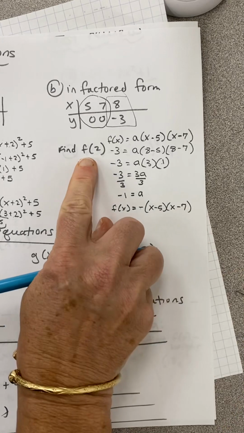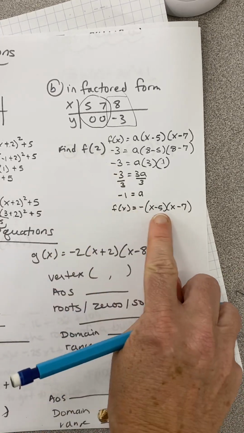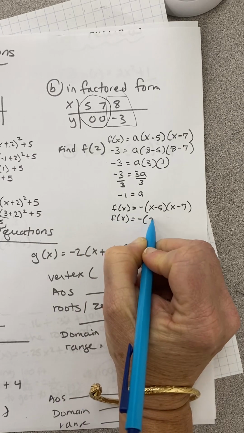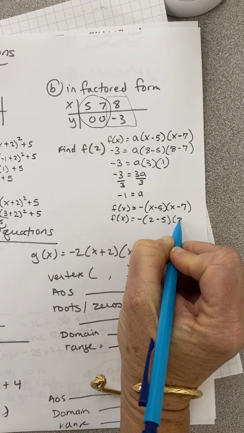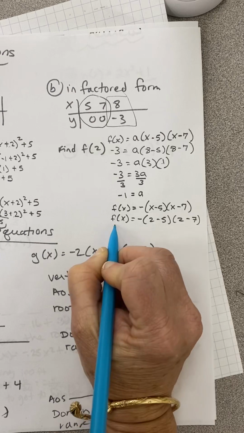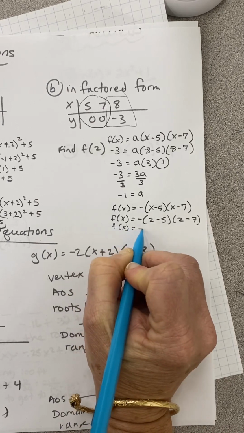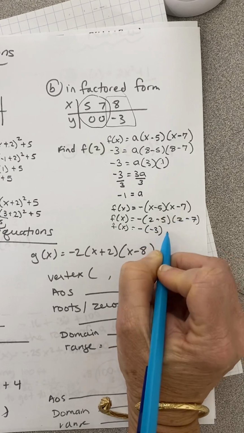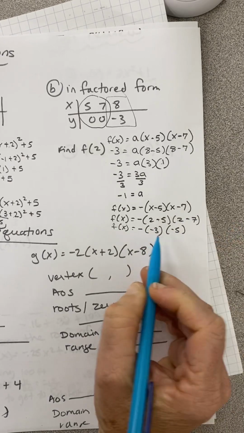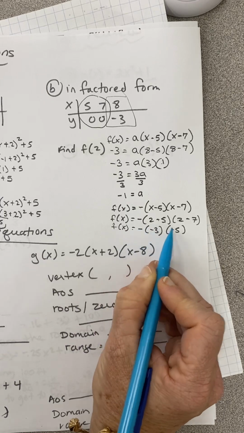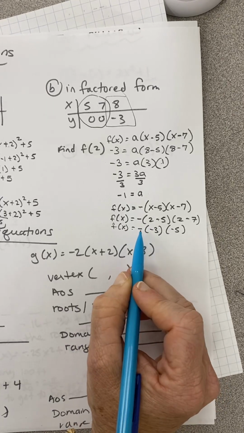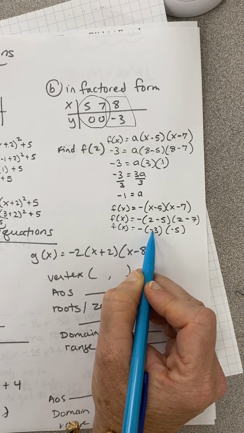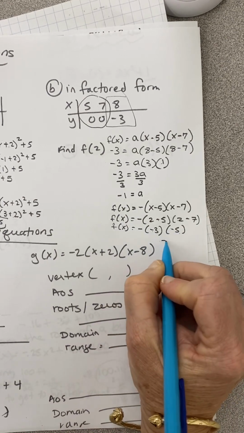If it says find f of 2, I'm now going to take this 2 and plug it into the x spots. Two minus 5, -3. 2 minus 7, -5. And people get a little confused, like, do I have to distribute that? No, you do not. You can just look at it like -1 times -3 is 3. 3 times -5 is -15.